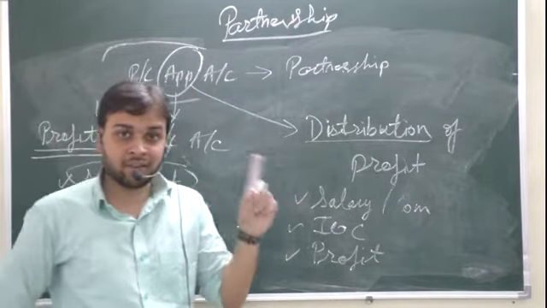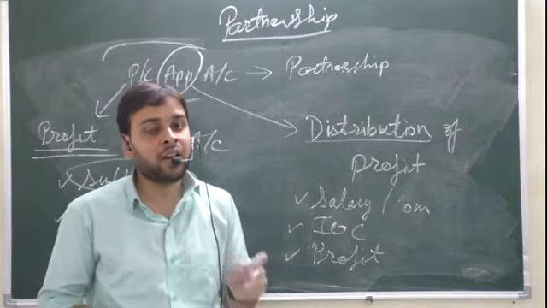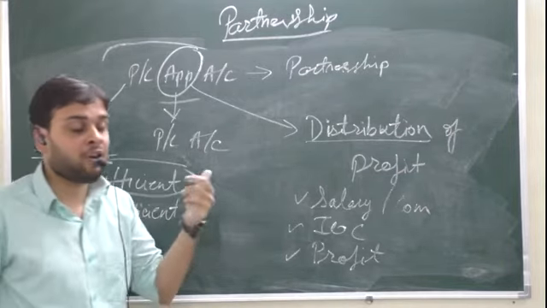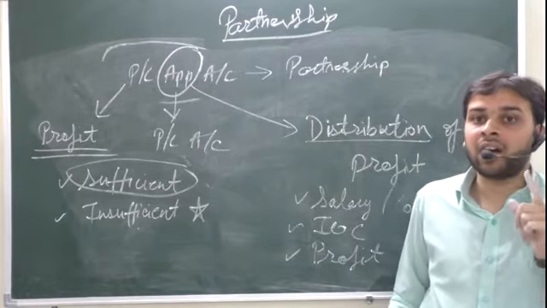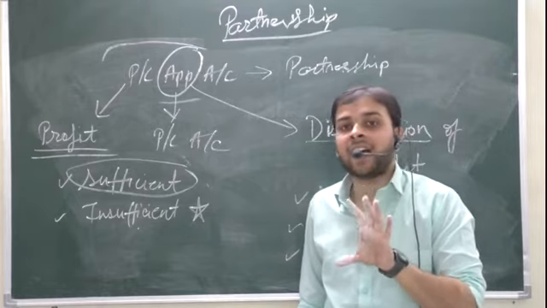First, it is an extension of the P&L account. Second, it is created only and only in case of profit. Third, the nature of the P&L appropriation account is a nominal account. It is a nominal account, meaning it is created for a specific time period.